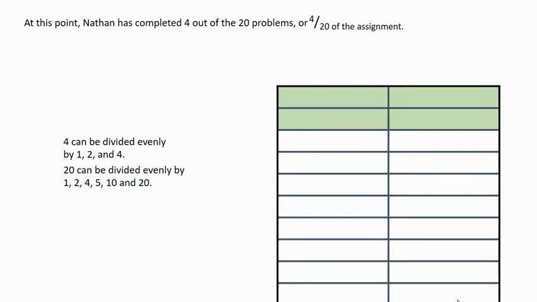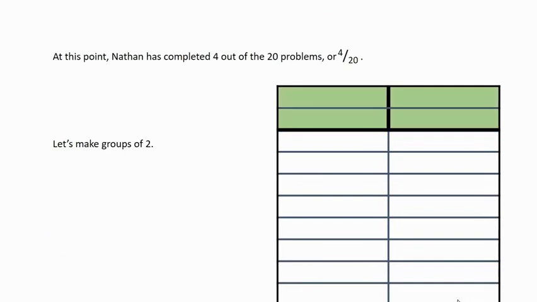Let's see what they have in common. They have 1, 2, and 4 in common. And let's choose 2 to group ours by, because it is one of the factors they have in common, and 2 is an easy number to work with.